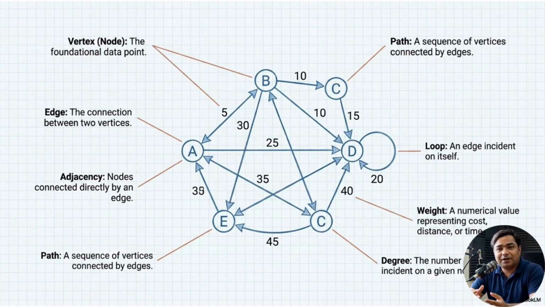Some graphs also have weights. A weight is a numerical value assigned to an edge. It may represent cost, distance, time, or difficulty. For example, in a road map, the weight can represent the distance between two cities. A degree refers to the number of edges connected to a node. If many edges are connected to one node, that node has a high degree. Finally, a loop is an edge that connects a vertex to itself. In the slide, we can see a loop near node D. This means the edge starts and ends at the same node. These terms are the foundation of graph algorithms. Without understanding vertices, edges, paths, adjacency, weights, degree, and loops, it is difficult to understand graph traversal and shortest path algorithms.